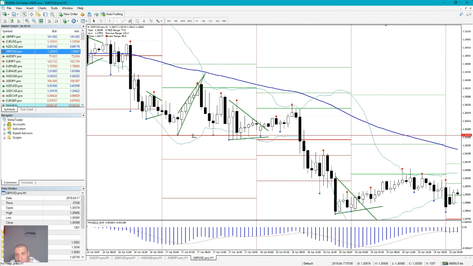This is your entry point. Price made an entry here. Here is your stop loss.